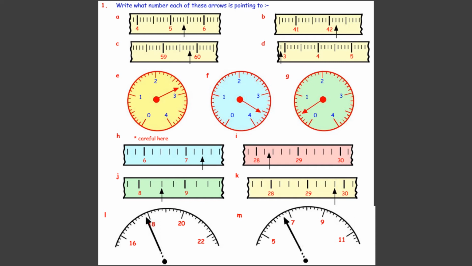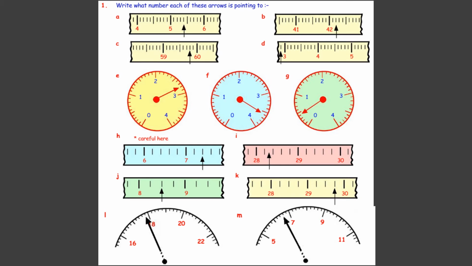Okay, so L and M, the trick there is that although there are 10 lines between the two numbers, you can see it goes from 16 to 18, it goes from 5 to 7. So there are actually 2 numbers, which means the longer line in between is not halfway, it's an actual whole number. And again, if it helps you, you can write those in. If you can do H, then you can do L and M with a little bit more thinking.